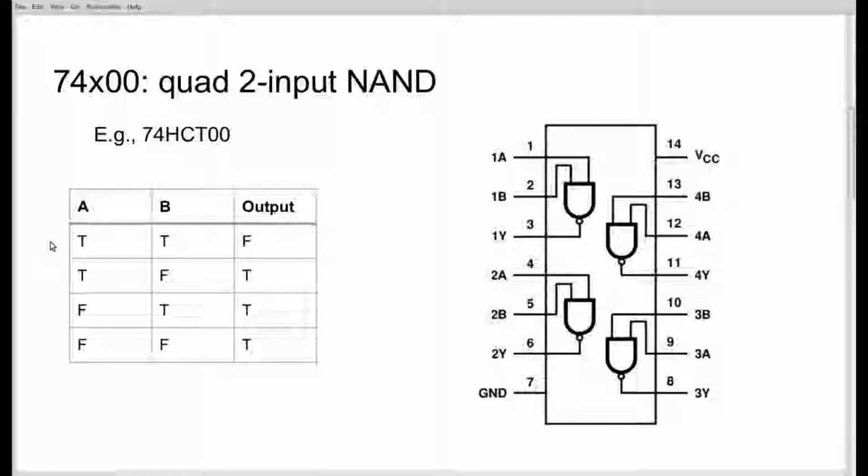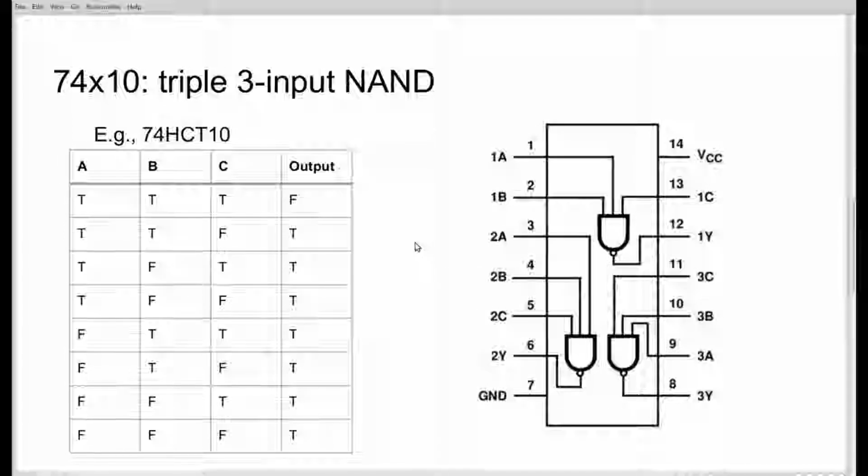So for example, this is a device offering NAND gates, so each gate implements the standard NAND function according to the normal NAND truth table. And here is the variation that has 3 input NAND gates. That's the 7410, such as the 74HCT10. This is a device that has 3 input NAND gates.